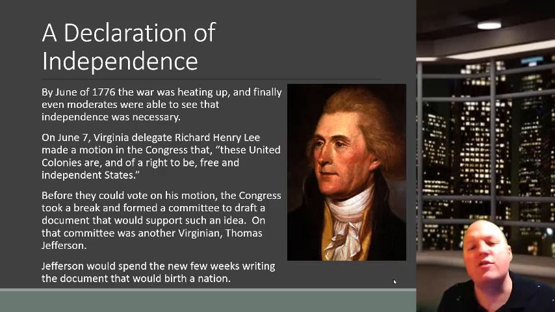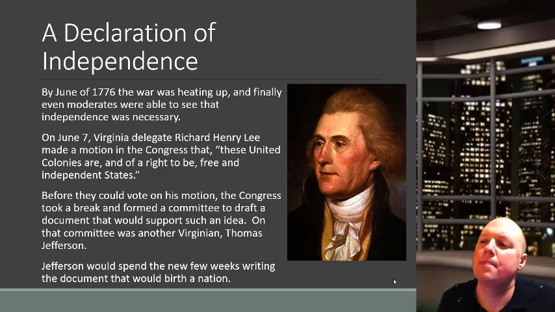So on June 7th, a Virginia delegate stands and makes a motion in front of the Second Continental Congress. And that motion is that these united colonies are, and of a right ought to be, free and independent states. So he's motioning that we vote to become an independent country. But they don't take a vote immediately. He makes the motion, it's seconded, but they don't vote immediately like they normally would, but instead they table it. That means they take a timeout.